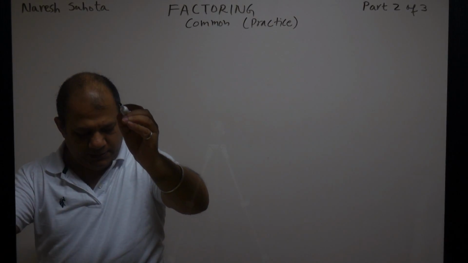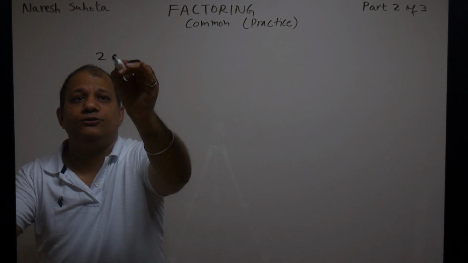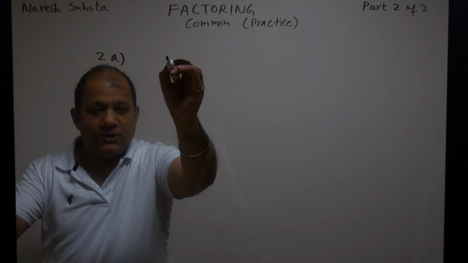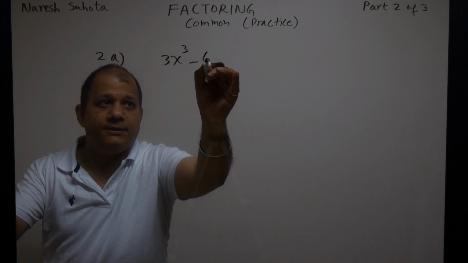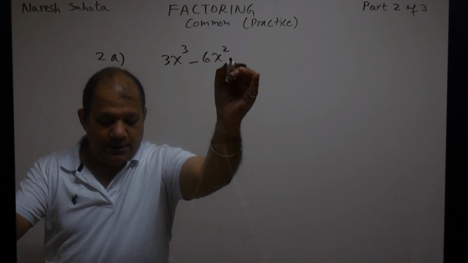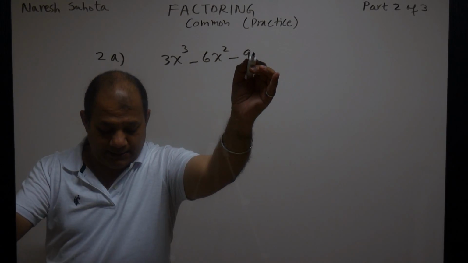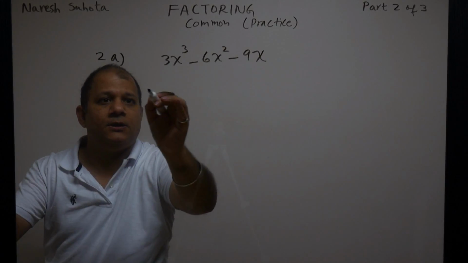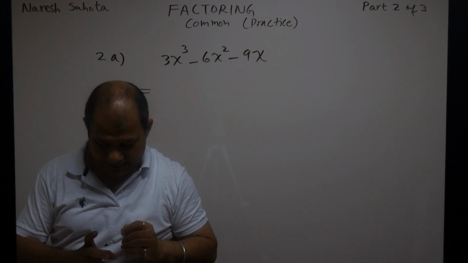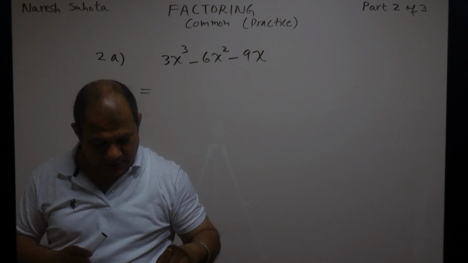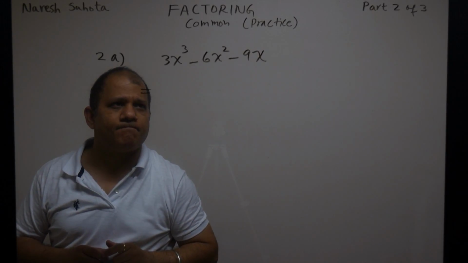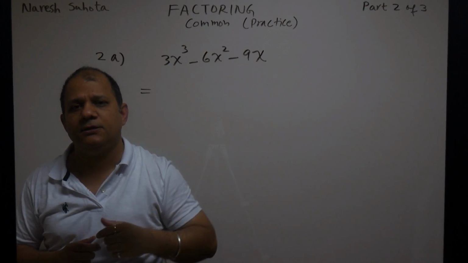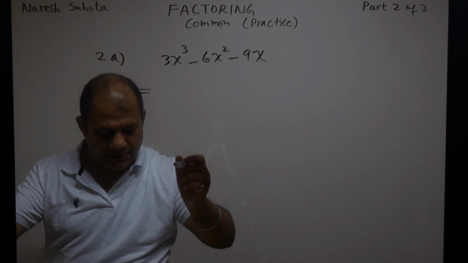All right, so let's look at number 2a. 3x cubed minus 6x squared minus 9x. Okay, so in this case, apply the same thing. So 3, 6, and 9. So the common factor is 3.